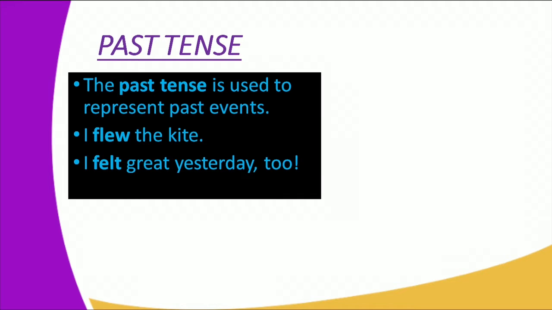So past tense, the word past should always remind you that whenever we talk about past tense, then you're talking about something that happened in the past. The past tense is used to represent past events. Example 1, we have I flew the kite. Flew is a verb in that sentence. It is not existing in its root form. It is written in the past tense, and the past tense of the verb fly is flew.